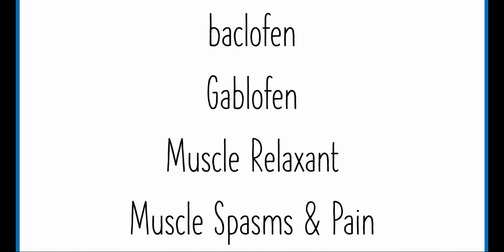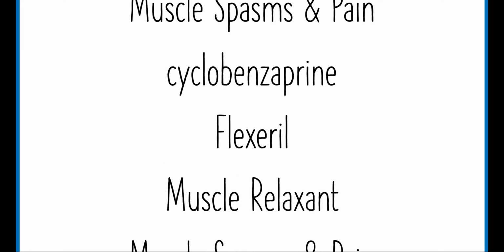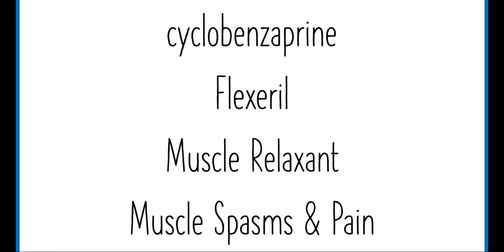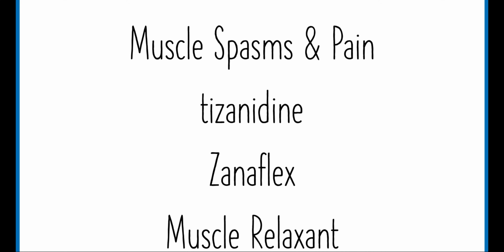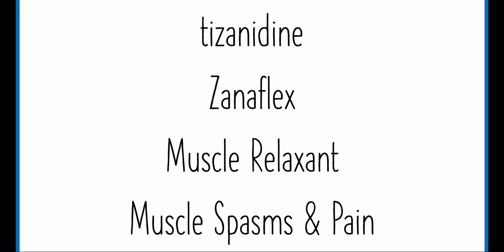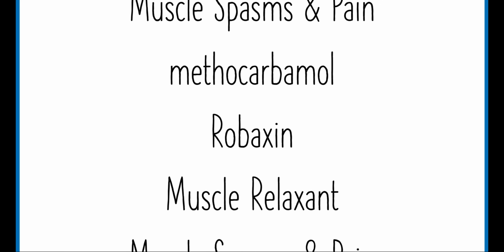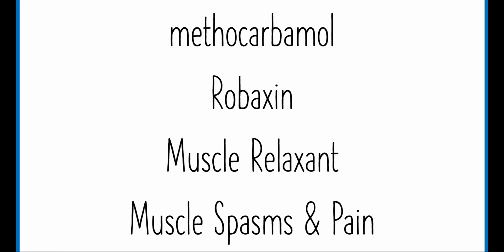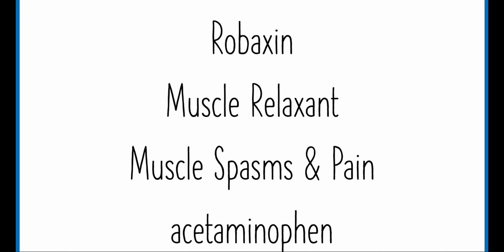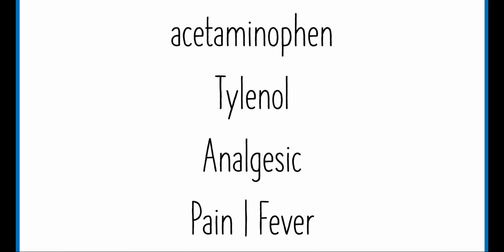Baclofen or gabapentin is a muscle relaxant for muscle spasms and pain. Cyclobenzaprine or Flexeril is a muscle relaxant for muscle spasms and pain. Tizanidine or Zanaflex is a muscle relaxant for muscle spasms and pain. Methocarbamol or Robaxin is a muscle relaxant for muscle spasms and pain. Acetaminophen or Tylenol is an analgesic for pain and fever.